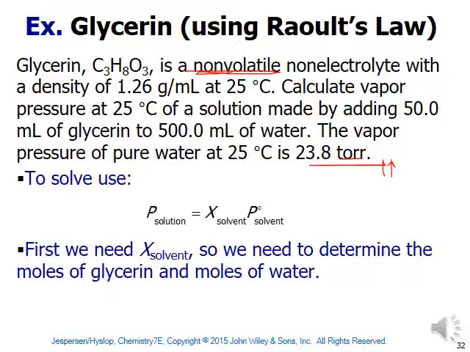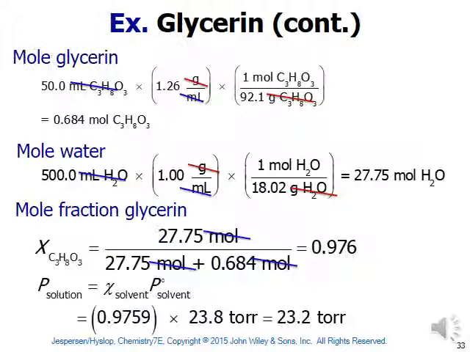In a sense, we're diluting out the water by adding glycerin, and that's going to reduce its mole fraction and therefore reduce its vapor pressure. So what we've got to do is figure out the mole fraction of the solvent. First of all, we've got to figure out how many moles of glycerin we have. We know there's 50 mL, and for every mL, there's 1.26 grams. That's the density.